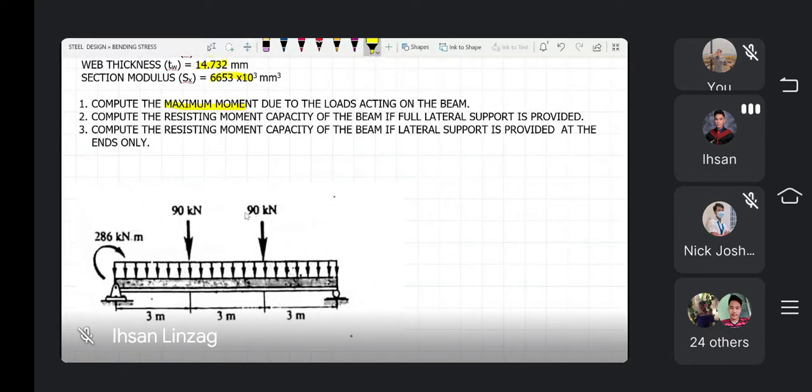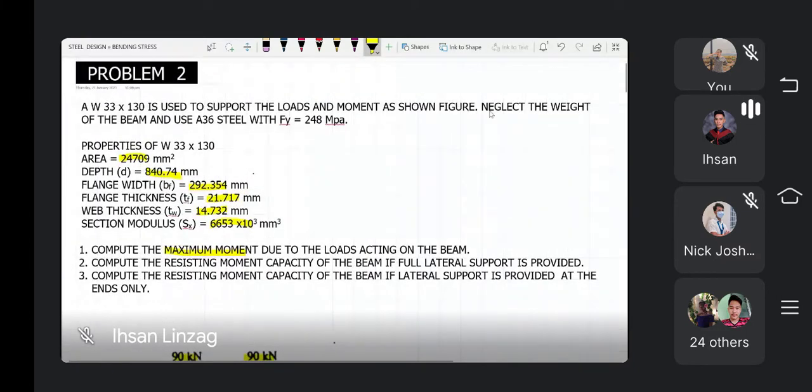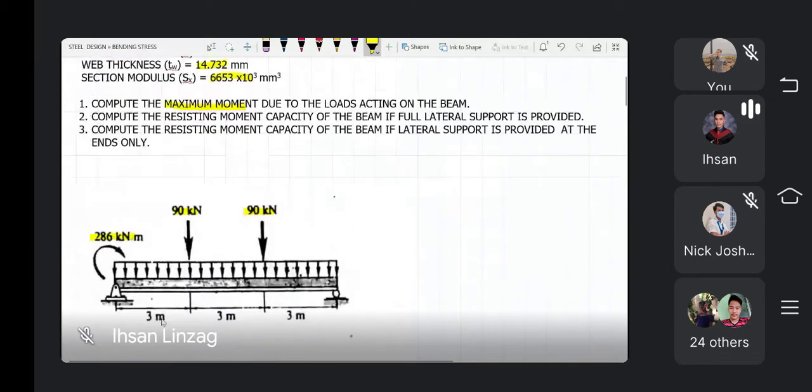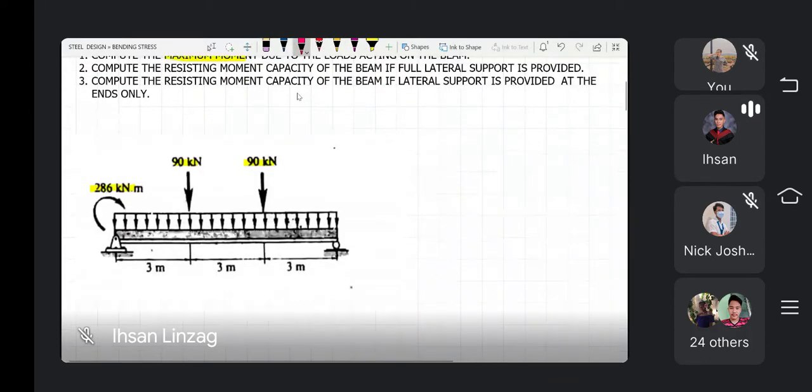So, with respect to the concentrated load here and the moment, of course. Sabi niya kasi, neglect the weight of the beam. Yung distributive load dyan, that is the representation of the weight of the beam. Since sabi niya neglect, we will not consider that distributive load. So, first thing to do para makuha natin yung maximum moment na nag-act dyan sa beam is to get the reaction.